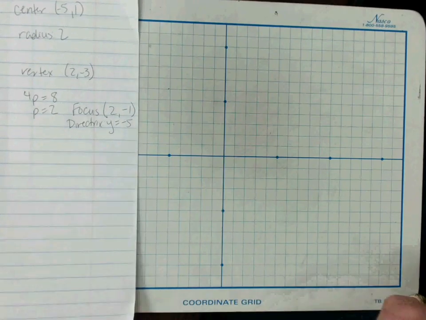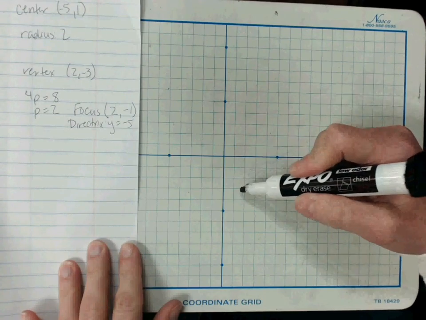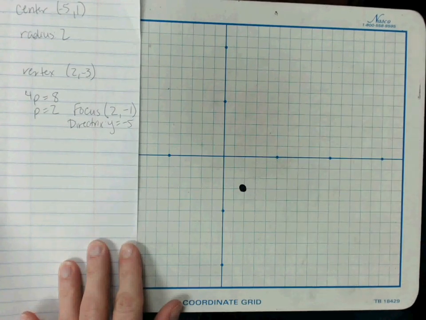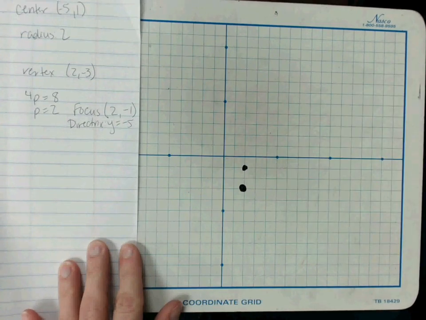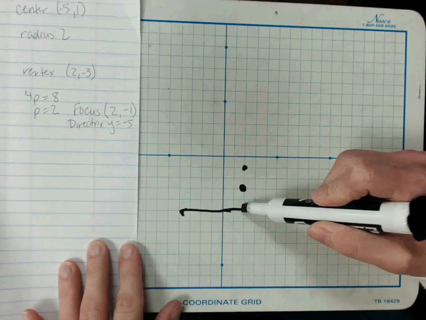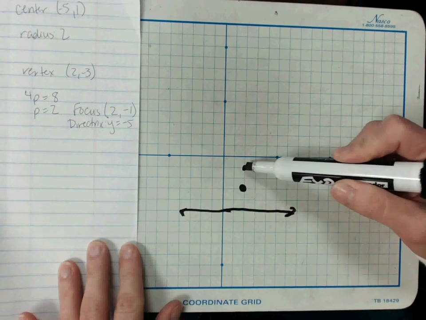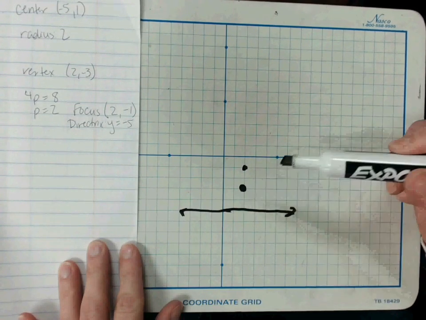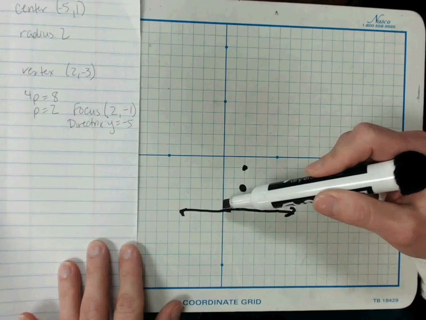So if I graph that, let's see, what do I do with my marker? I've got my vertex at (2, -3). My focus is at (2, -1). My directrix is at y equals negative 5, so it's down here. And remember, every point on our parabola is the same distance from our focus as it is to our directrix. So when we draw these, they're going to be the same distance, no matter where I'm at.